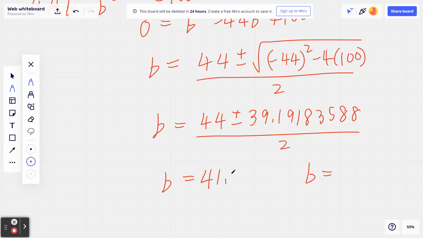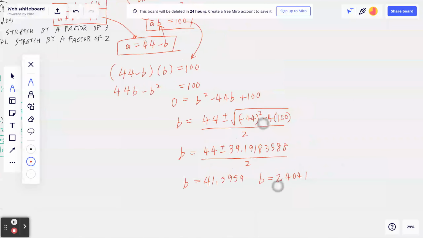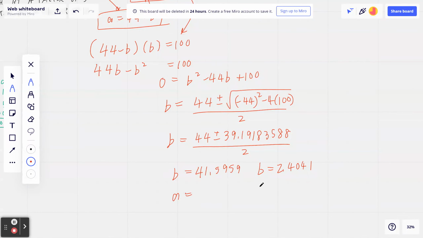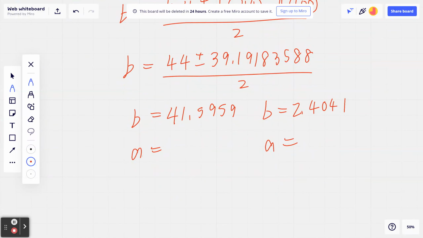One answer is going to be 41.5959. The second answer is going to be 44 minus 39.191835888. Divide that by 2, and that's going to be 2.4041. That's the approximation. Now I got to go back and I say, well, A would be, again, 44 minus B. So in this second case, this would be 41.5959. And in the first case, if I take 41.5959, subtracted from 44, I get 2.4041.